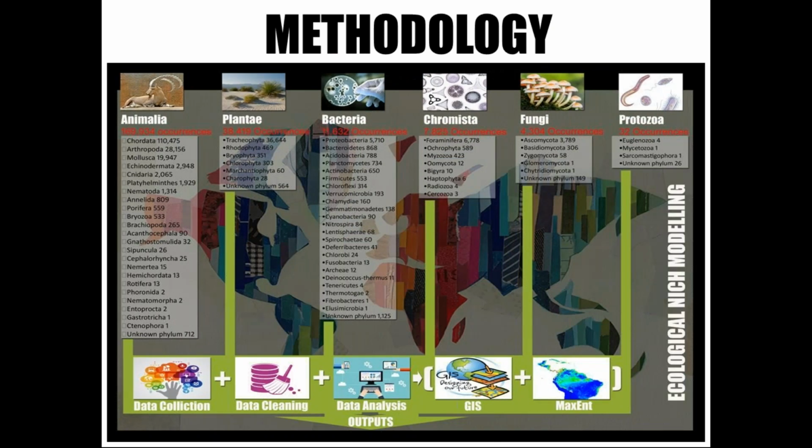Okay, this is the methodology of this work. For each kingdom, coordinates for each family and class were collected, then cleaned to remove duplication and irrelevant records, and then the data was analyzed by GIS to extract the suitable habitats for the same areas. We did ecological niche modeling using the Maxent software. Next slide, please.